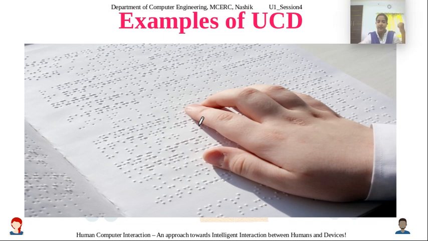One more example. This is the Braille language, mainly intended for blind people. Even though they are blind, they can still enjoy things, read articles and write articles. Since they won't be able to read things like we read right now, Braille language is very important. There are applications based on Braille characters and sentences, so blind people will be able to read and write sentences. These are examples of the user centered design approach.